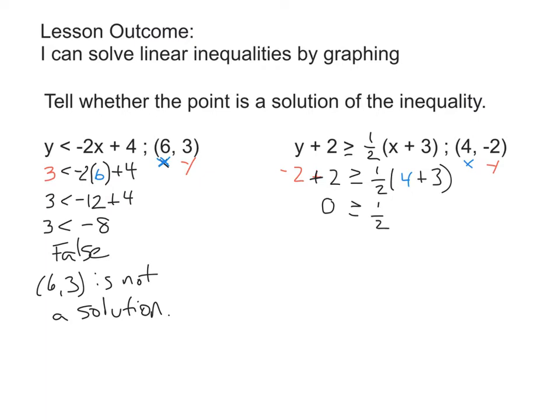We're going to leave it the way it is and do our parentheses first, as our order of operations tells us to. 4 plus 3 is 7. Half of 7, this stays 0, is greater than or equal to, half of 7 is 3.5. So again, is our inequality true or false? Is 0 greater than or equal to 3.5? Once again, 0 is not greater than 3.5. It's not equal to 3.5. So this is again false. And (4, -2) is not a solution.